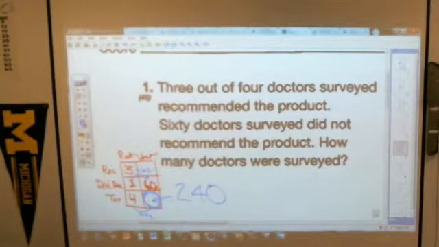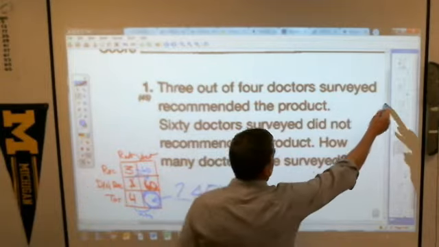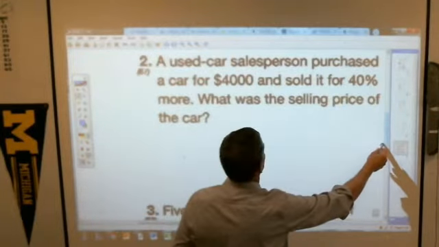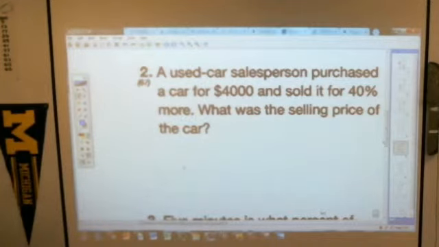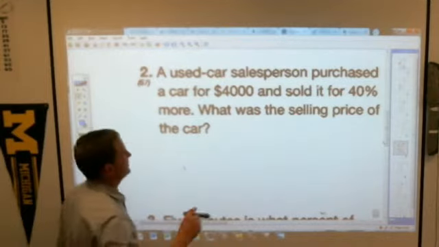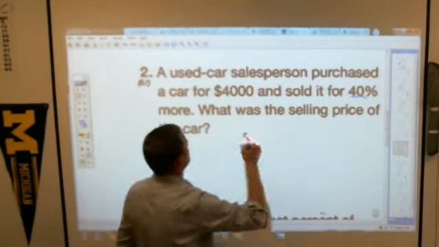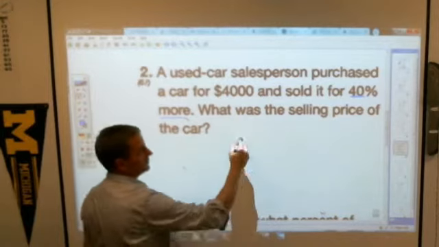Leighton Purdue. Do you do number 2? Did we do number 2? No. I swear we did some of these. Maybe that was last year. A used car salesperson purchased the car for $4,000 and sold it for 40% more. What was the selling price of the car? What type of problem is this? Zachary? Is that increase? It's an increase in percent. He sold it for 40% more, which could have been said a 40% increase.